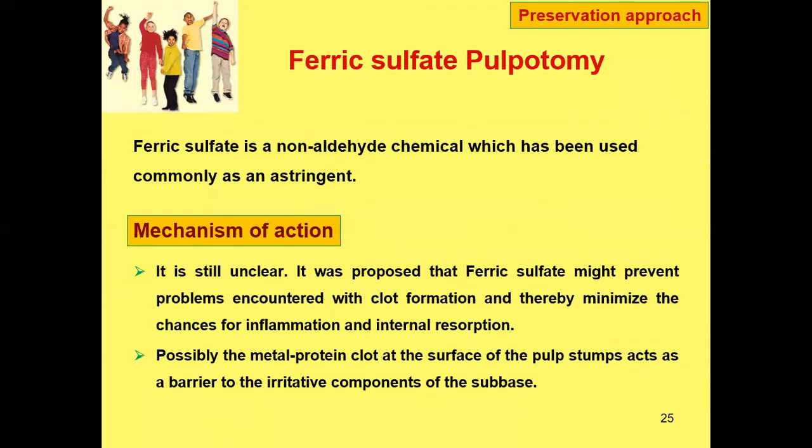Now next is the ferric sulfate pulpotomy. That again comes under the preservation approach. Ferric sulfate is a non-aldehyde chemical which is commonly used as an astringent. So you know what ferric sulfate is. Ferric sulfate is commonly used as an astringent. So the mechanism of action.